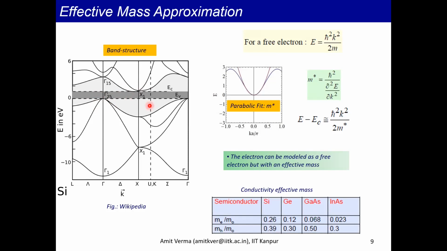And for that, we often make a parabolic approximation. We fit a parabola to these minima and maxima and get a fitting parameter, which is known as the effective mass.